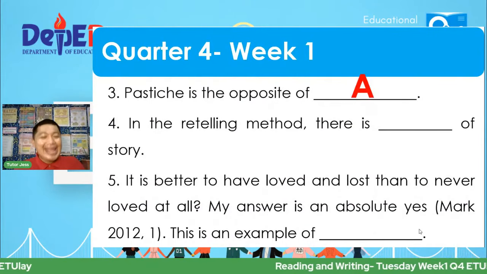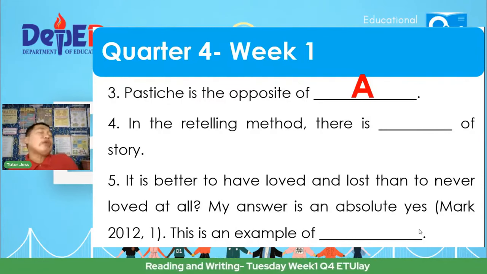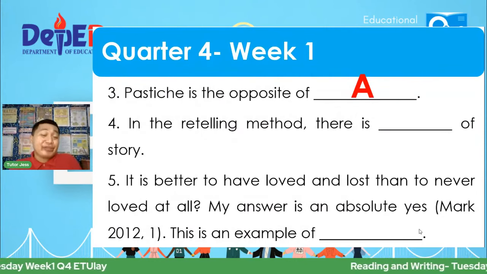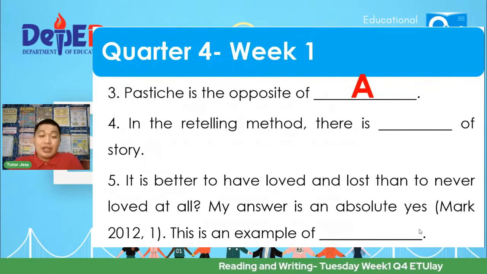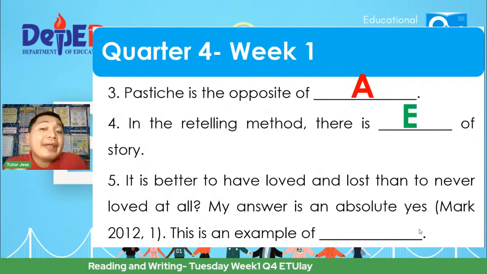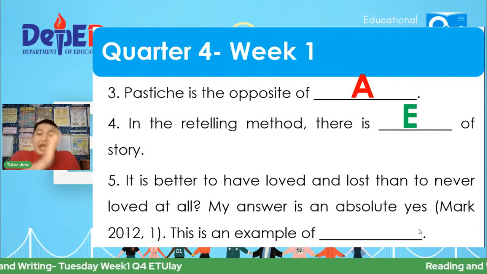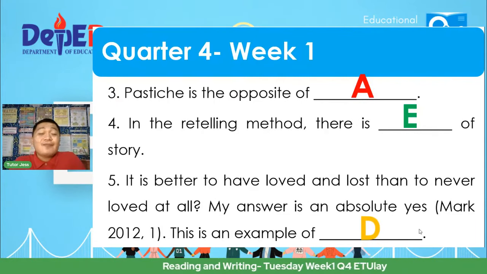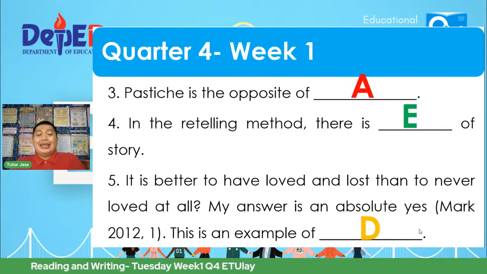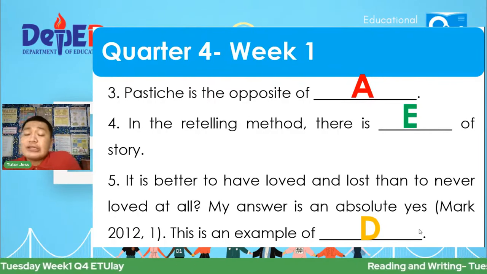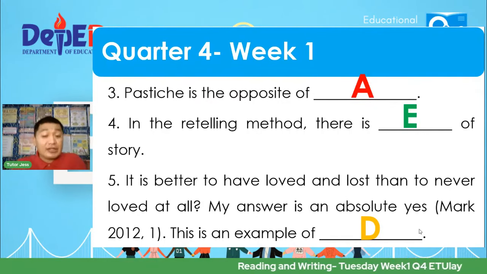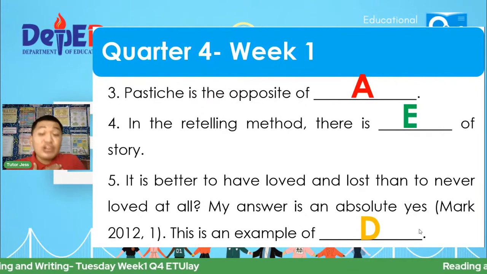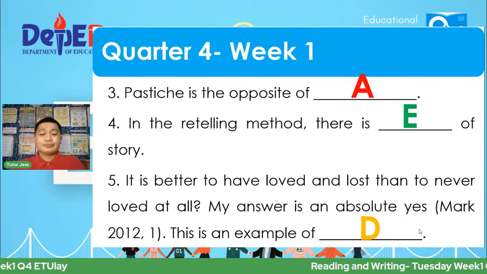So, tingnan natin letter A. Okay, that is opposite to pastiche or pastique, that is opposite to parody. In the retelling method, there is blank of the story. There is a restatement of the story. Pabalik lang na statement. And for number five, the correct answer is letter D, contrast. Okay. It is better to have loved and lost than to never love at all. My answer is an absolute yes. You have this contrast: have loved and lost, then never loved at all.